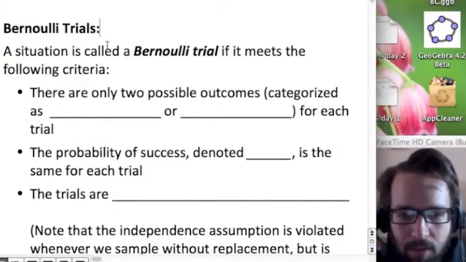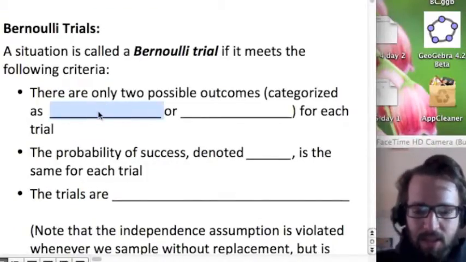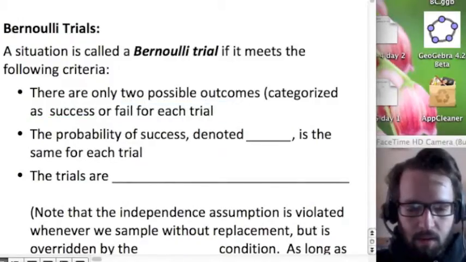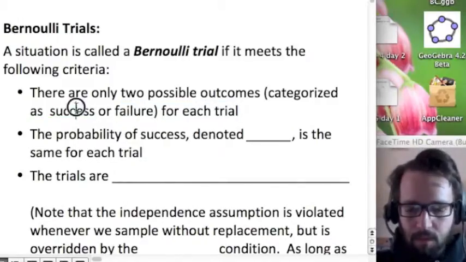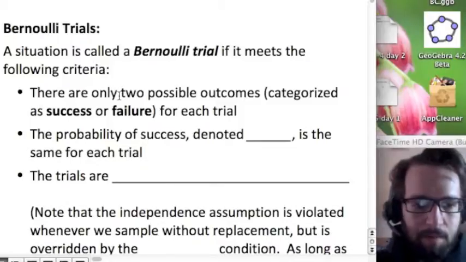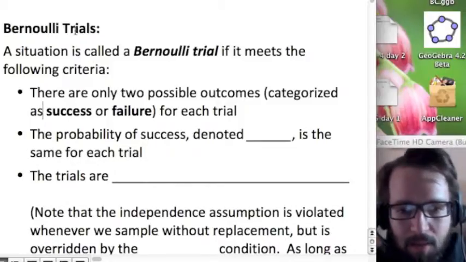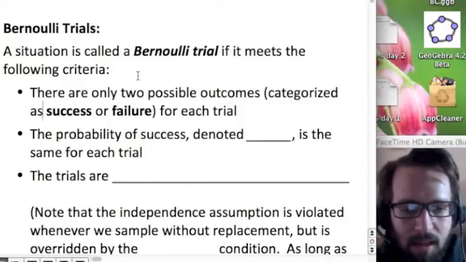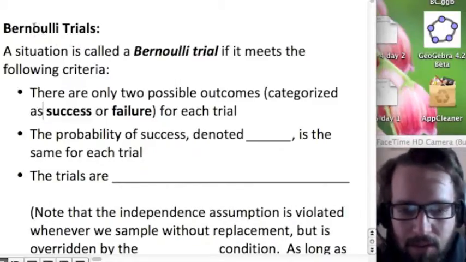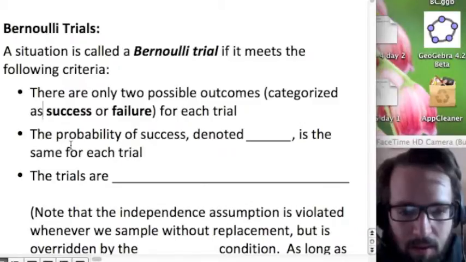In a Bernoulli trial, it has to either be a success or a failure for each trial. So it has to be just winning or losing, success or failure. It's not a matter of maybe winning one game out of two or something like that. Each outcome has to be success or failure. And then you can combine those different ways, but the two outcomes.